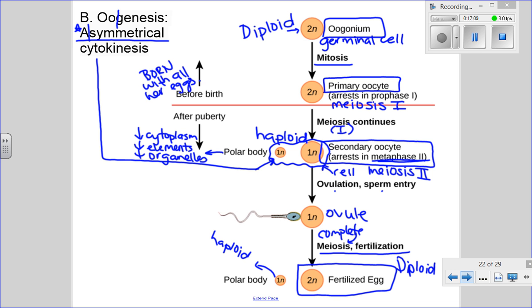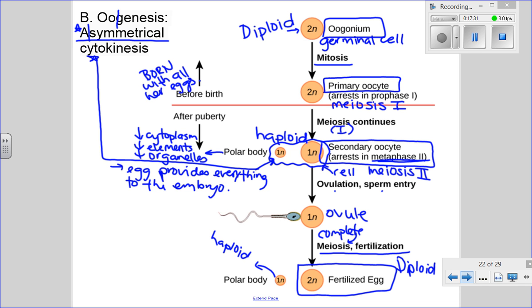Now, why does this have to happen, specifically this asymmetrical cytokinesis? This is because the egg provides everything to the embryo. The only thing that the sperm provides is some DNA.